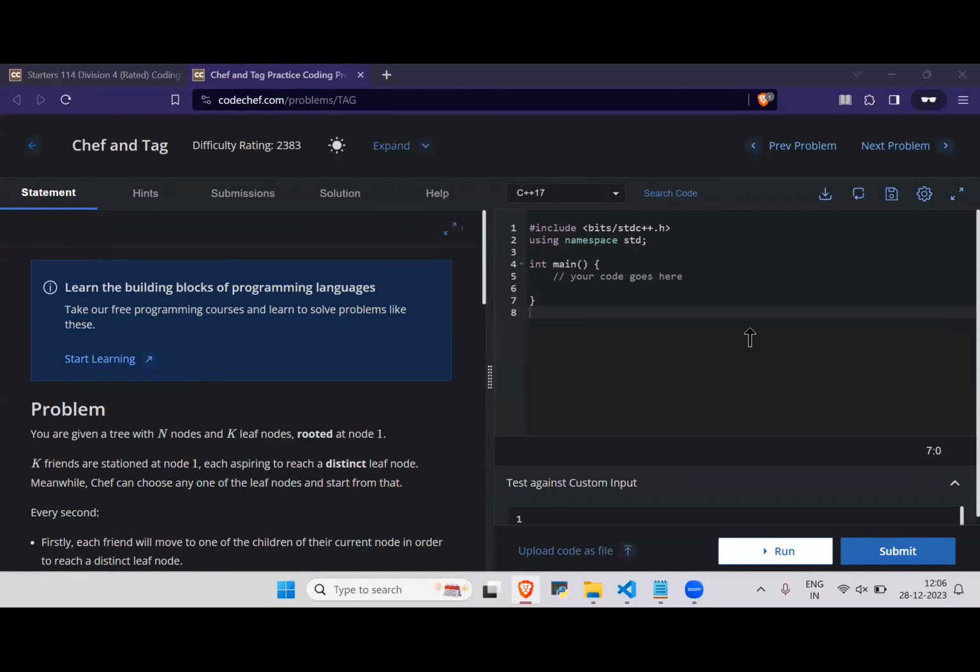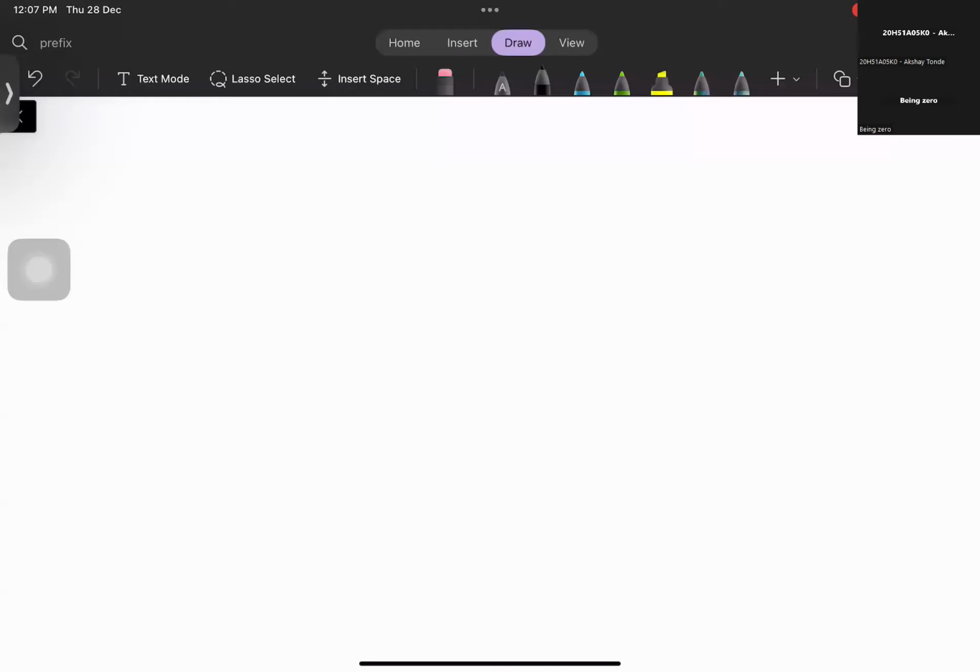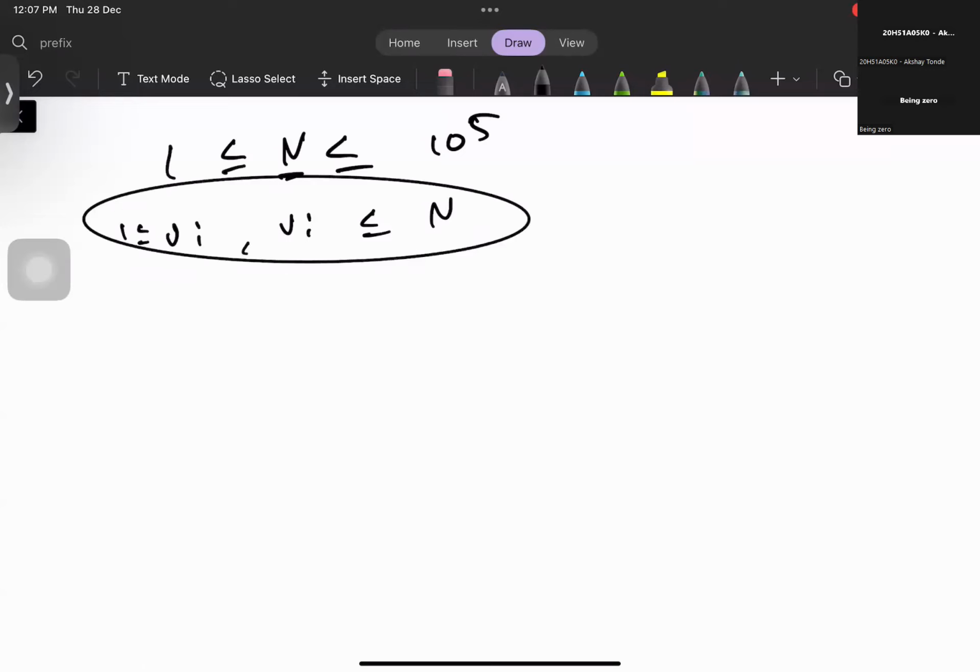Yeah, this is the next question of CodeChef Starters 114, Chef and Tag. In this question, you'll be given a value n whose constraints are from 1 to 10^5, which basically represents the number of nodes in a tree. And we are also given edges, ui, vi, and the values of these will be in the range of n only. We need to construct the tree based on these edges. So there'll be n minus 1 total number of edges, right?